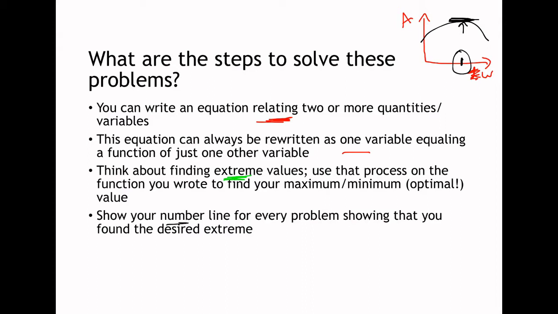As far as showing your number line, without graphing the area function or whatever we're talking about in each problem, without actually looking at a graph, you want to be able to say that, whatever value this is for W, over here my derivative of area was positive, over here it was negative. That must mean that I found something that causes a maximum area. So that's what I mean by show your number line for every problem, showing that you found the desired extreme. If you were looking for a max, you found a max. If you were looking for a min, you found a min.